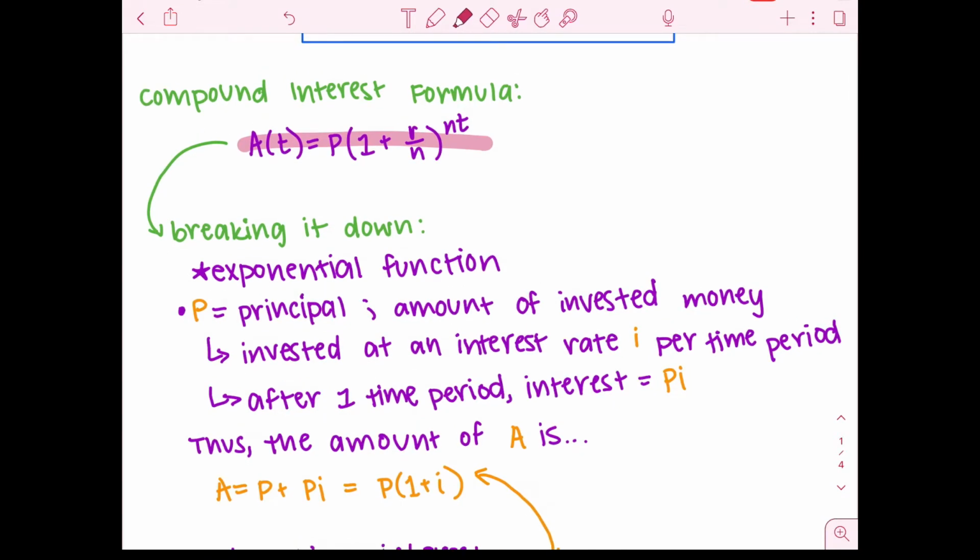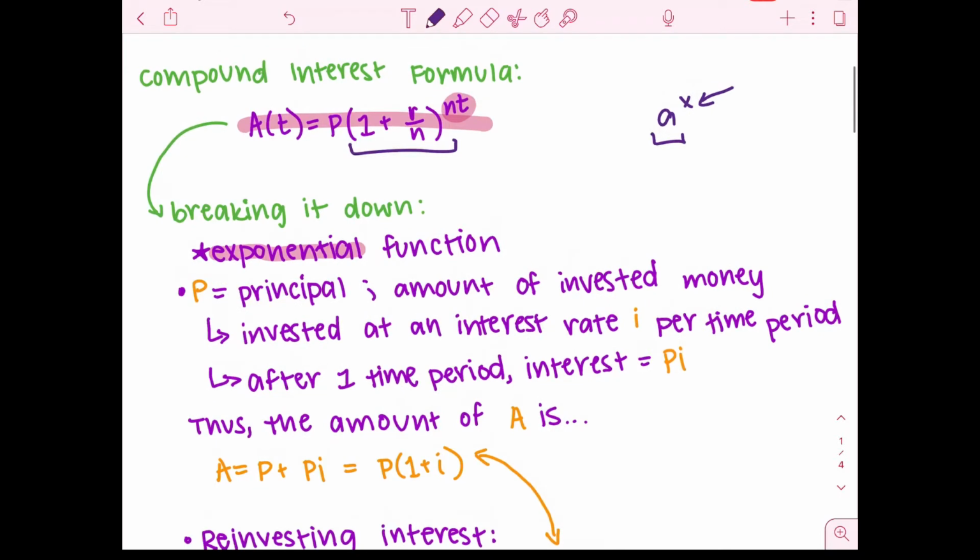The first thing I want you guys to realize is that this is an exponential function as indicated by the nt, which is our exponent, and our base is going to be 1 plus r divided by n. You can also think of it as a to the power of x, with a being our base, x being the exponent, except a is now 1 plus r divided by n.